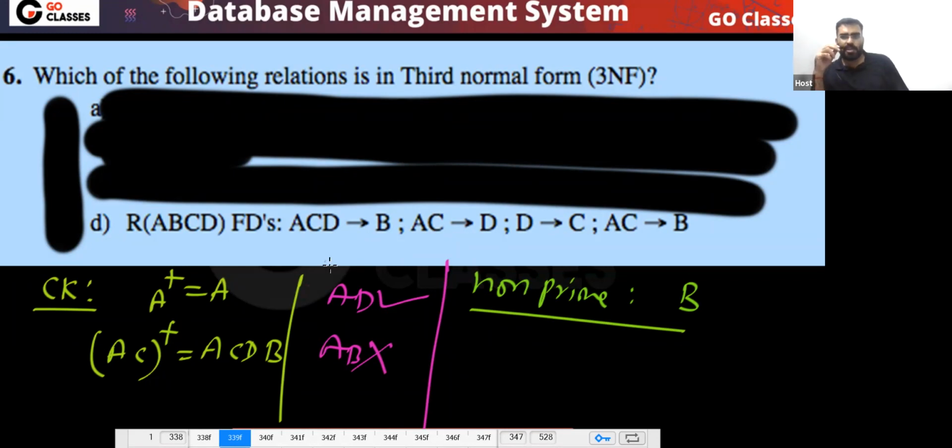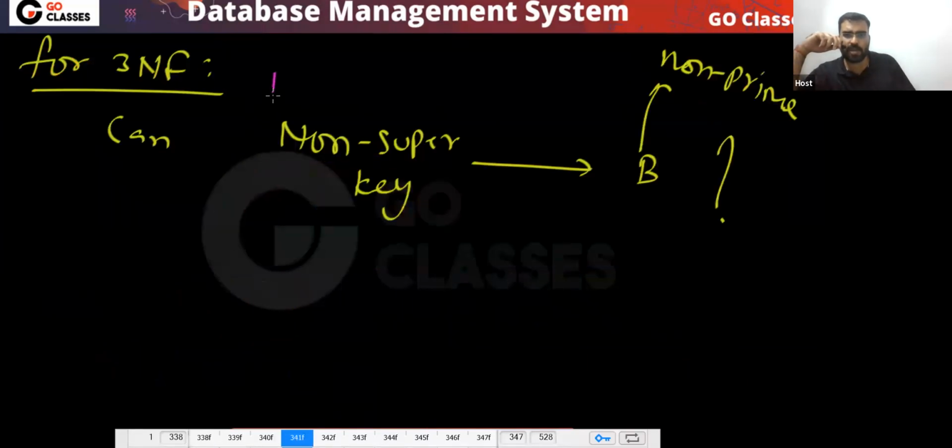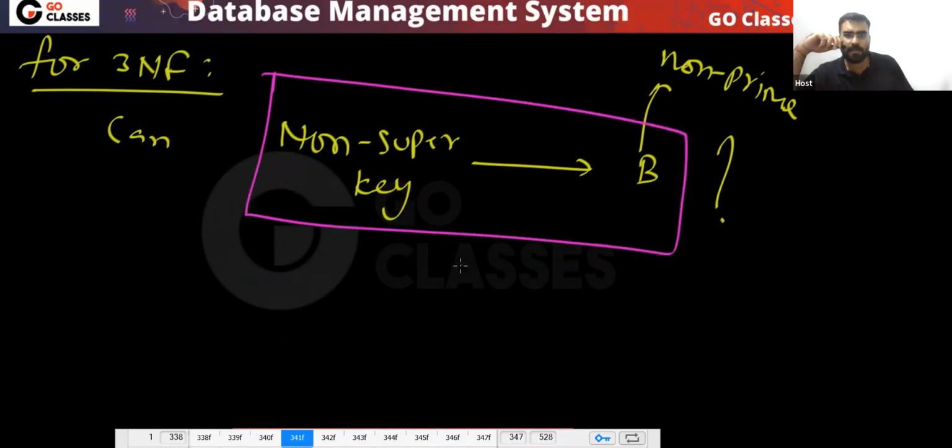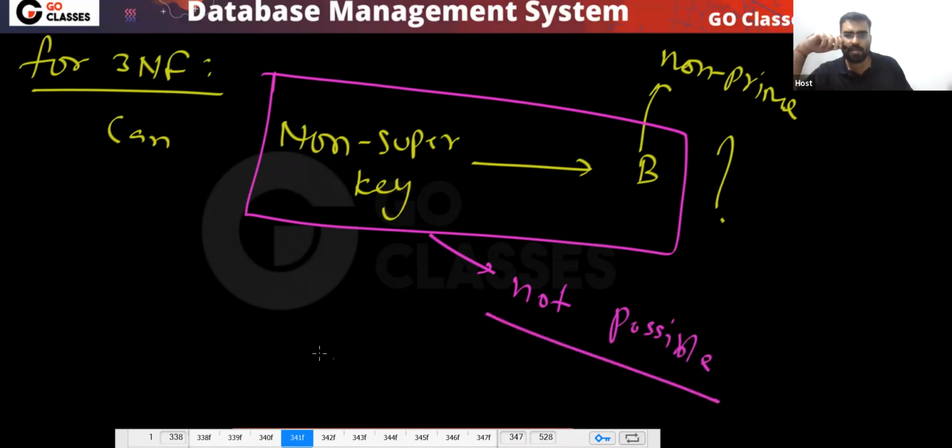A single attribute cannot determine B. In the double attribute, what are the non-super keys not containing B? Don't worry about trivial dependency. What about CD? Can CD determine B? No, CD also cannot determine B. So what about three attributes? This is not possible. A non-super key determining B is not possible. So 3NF.